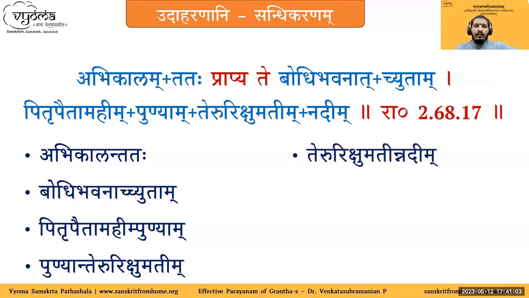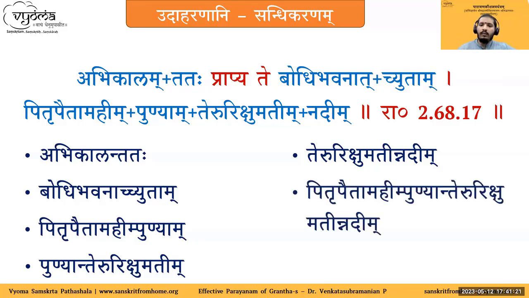So in the second line, there are three sandhis occurring. If we have to join all the sandhis and tell the whole line together, then we get Pitrupayita mahim punyan teruriksumatin nadim. This is given in this slide. Hope this is clear. You just have to recollect all the Sandhi rules.